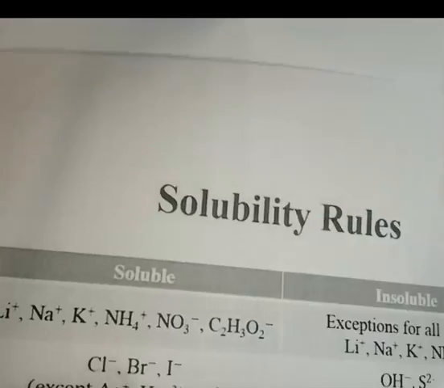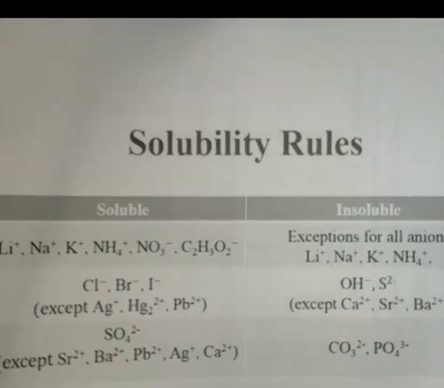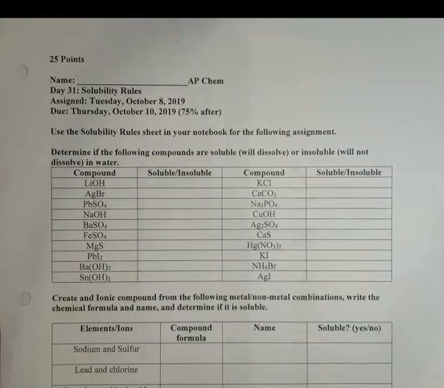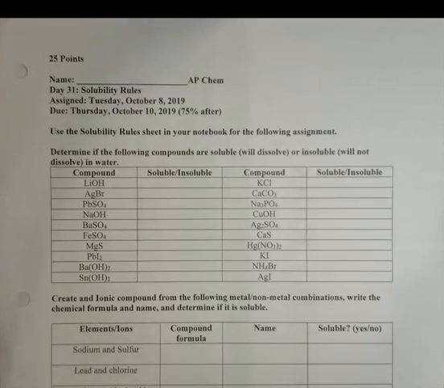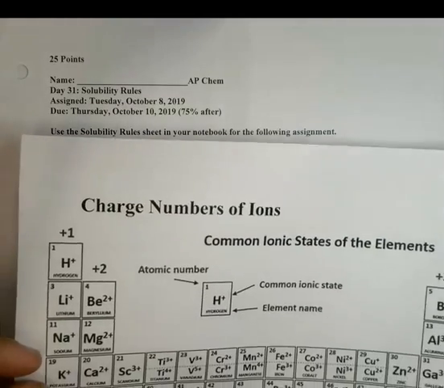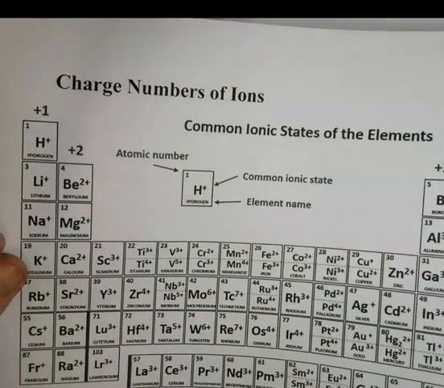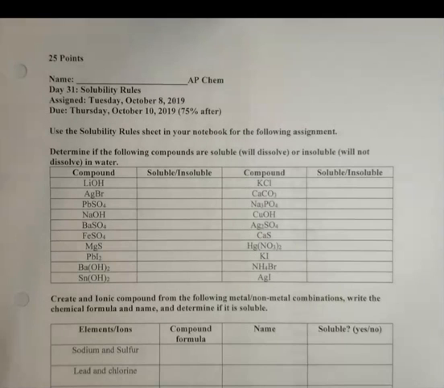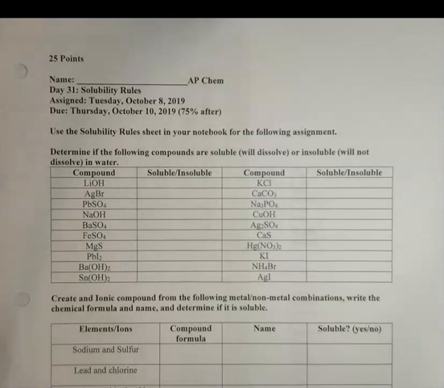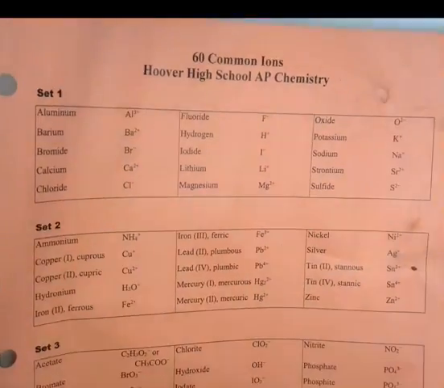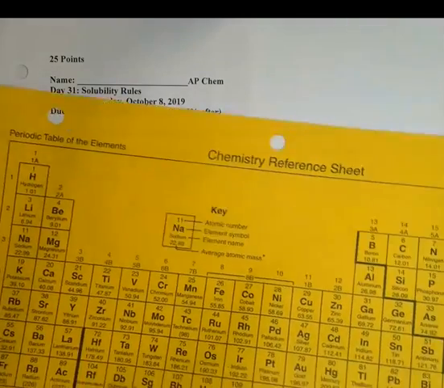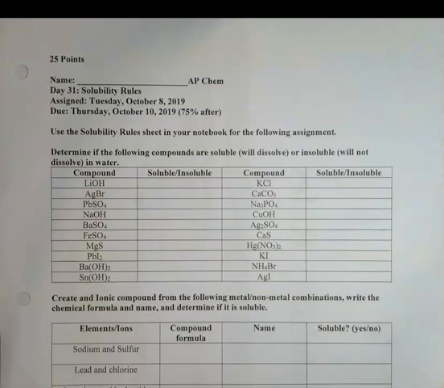The first one is on the back of the assignment, you have the solubility rules, so you really don't need to have your blue sheet, but it's helpful to have that. The other thing you should have for this assignment is the periodic table of charge numbers. It shows you what the possible charge numbers are on the different elements. The other thing you should have is the orange sheet with the 60 common ions, this one. And of course, you should always have a periodic table laying around, okay? May or may not be useful, but it's kind of the centerpiece of chemistry, so we usually have that there.